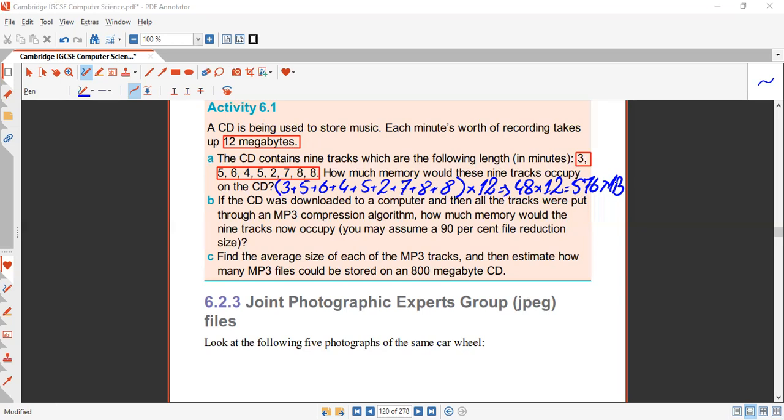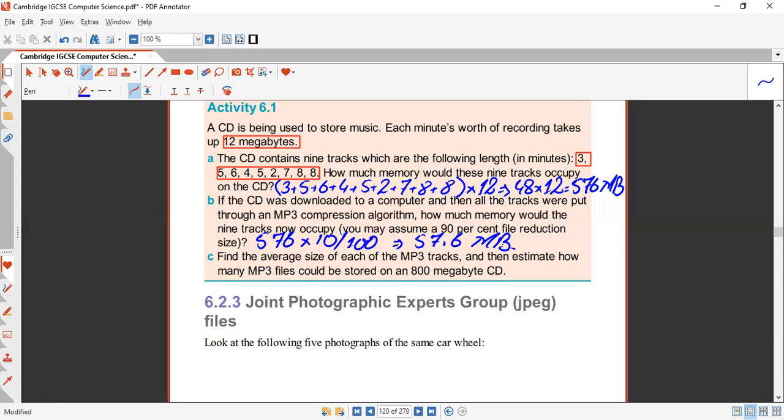So 10% is remaining. They are saying that 90% has been reduced. So what is the file size that is remaining? 10% is remaining only. So what we need to do, we can just simply take out the 10% of 576 divided by 100. So it will be 57.6 MBs. Is it clear now? Yes, sir. Okay.